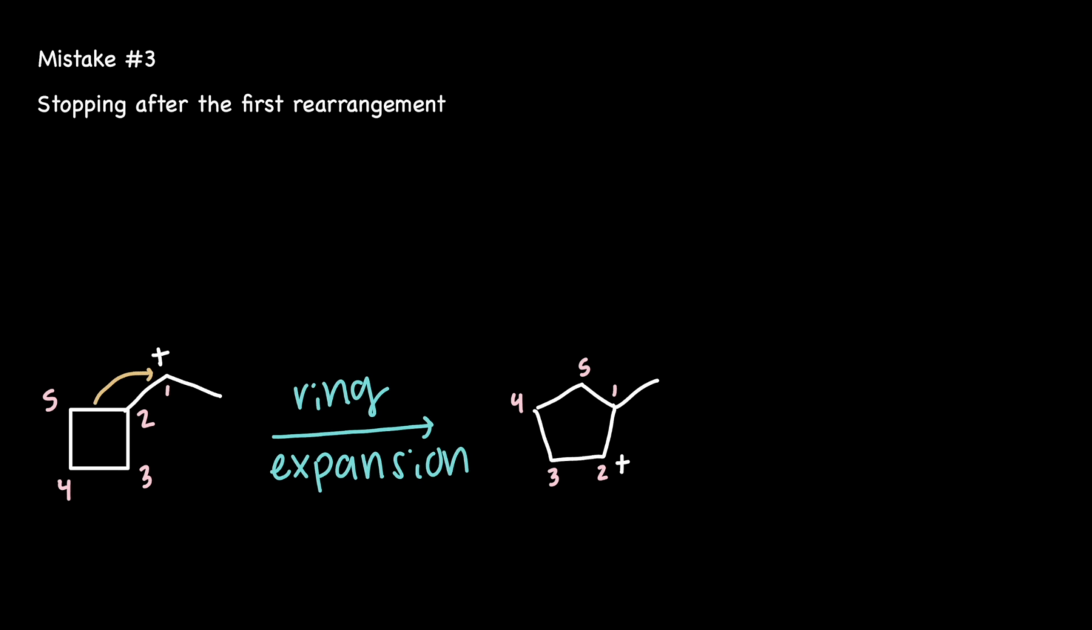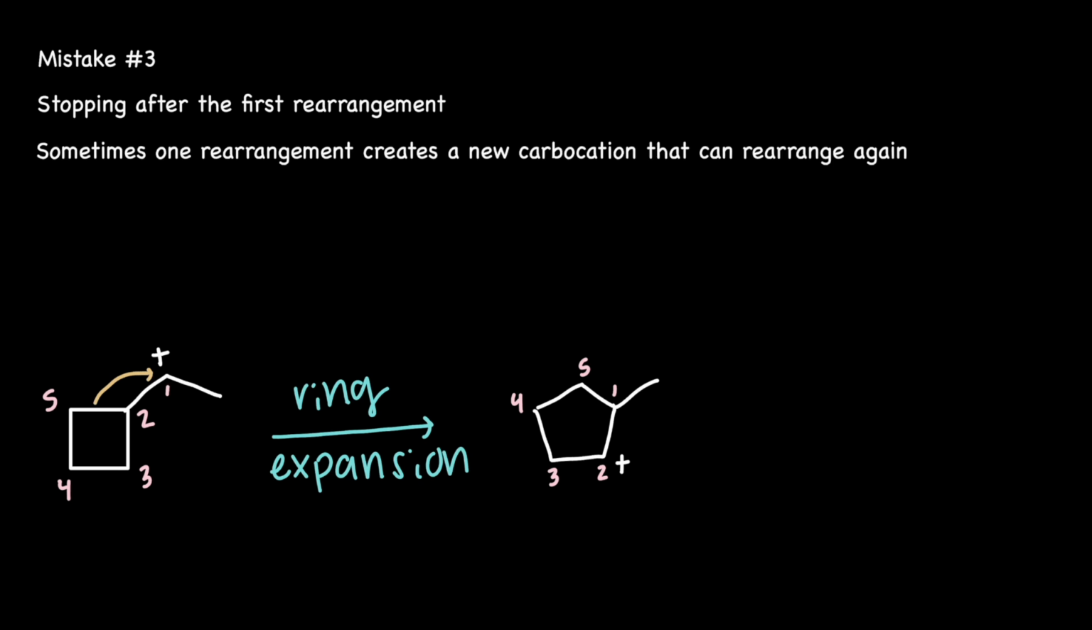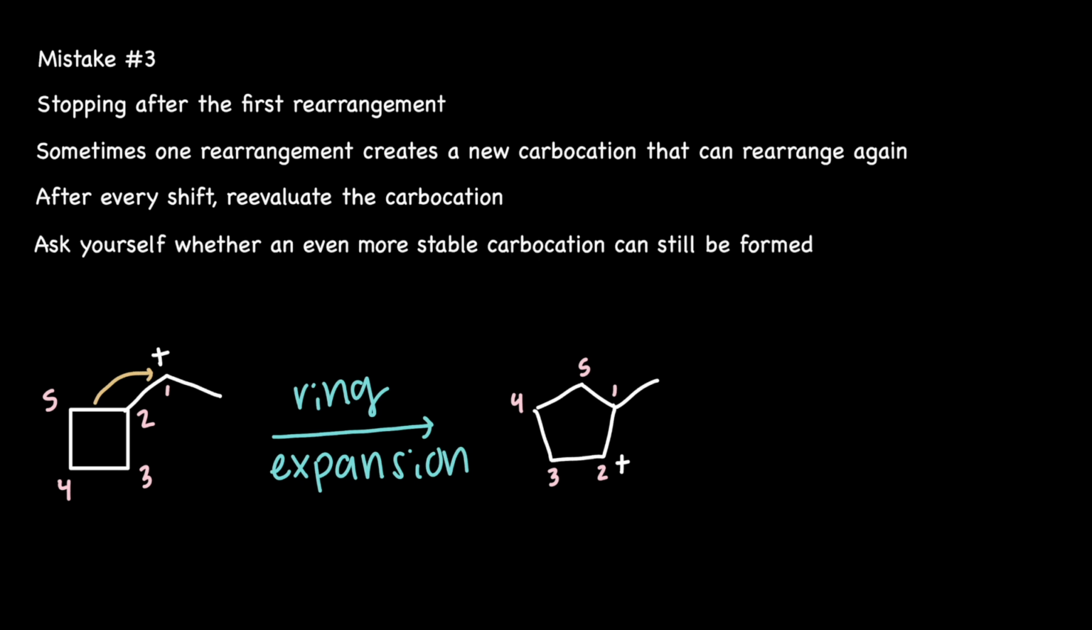Mistake number 3. Stopping after the first rearrangement. Sometimes one rearrangement creates a new carbocation that can rearrange again. After every shift, reevaluate the new carbocation. Ask yourself whether an even more stable carbocation can still be formed.